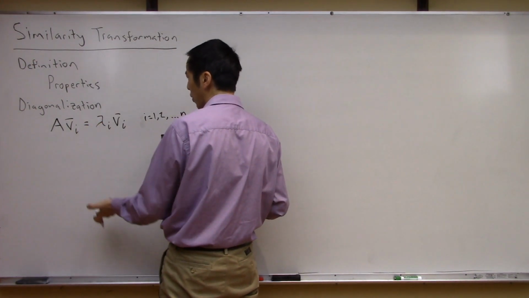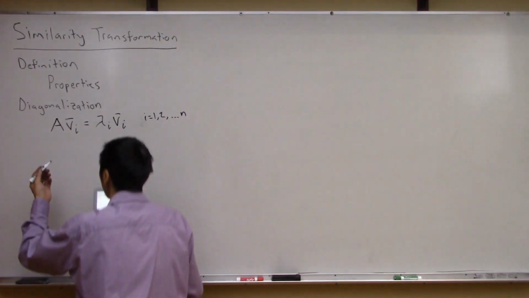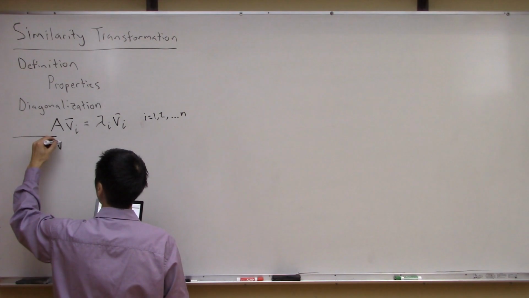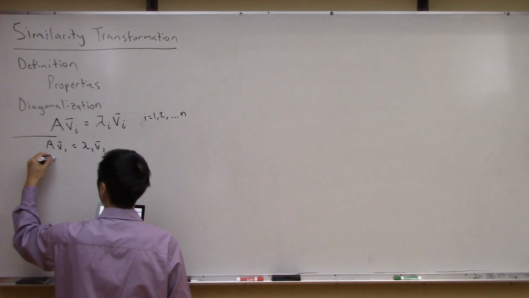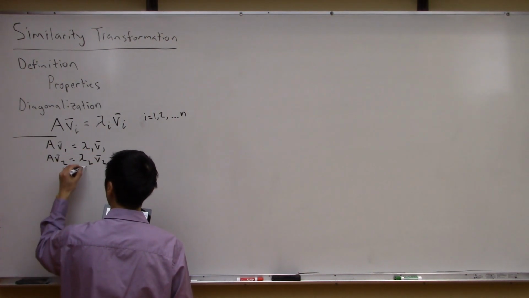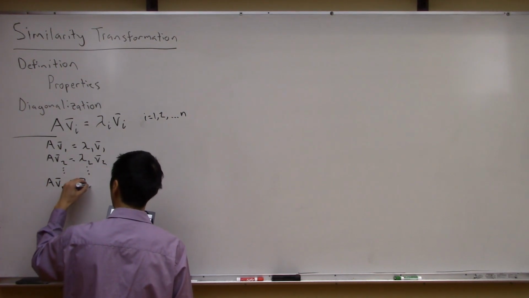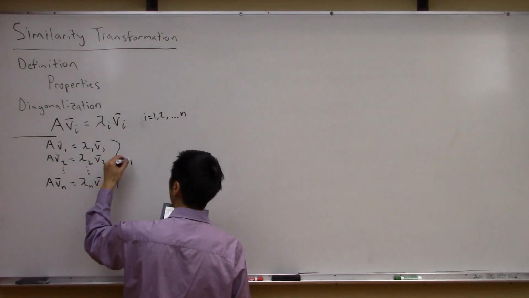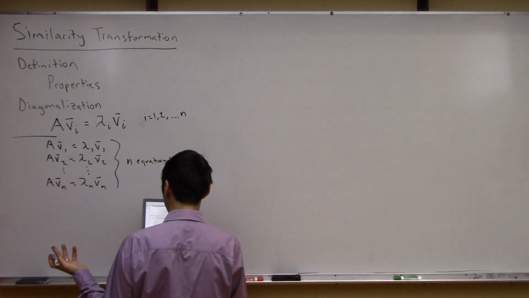So tell you what, let's write this out as n separate equations. You could write this as AV1 equals lambda 1 V1, AV2 is equal to lambda 2 V2, etc., all the way down to AVn is equal to lambda n Vn, right? So these are basically n equations, individually, one of them at a time.